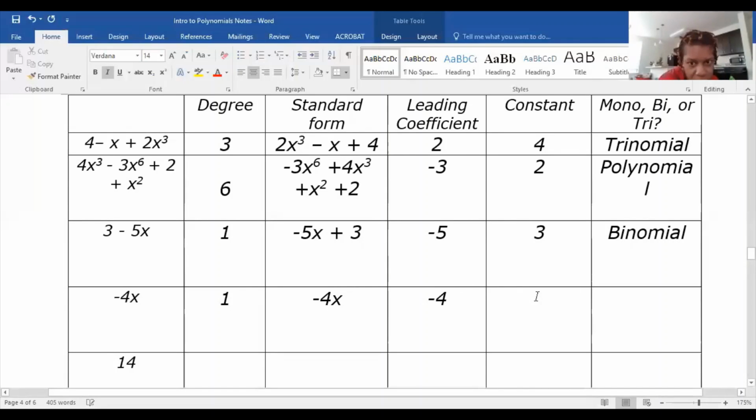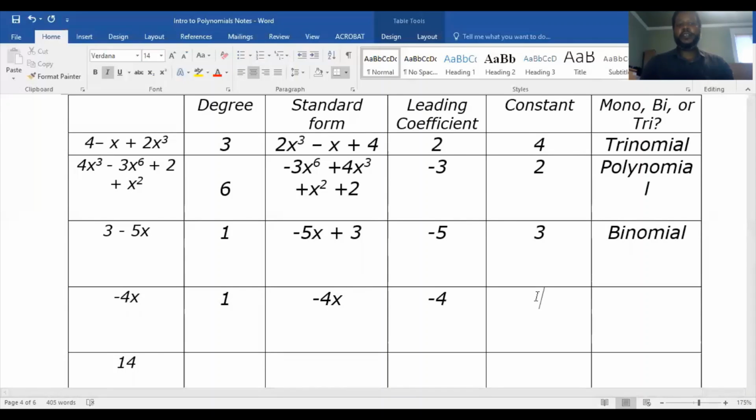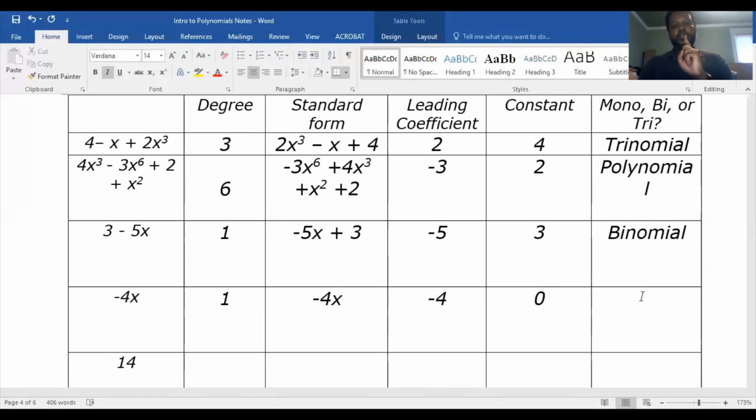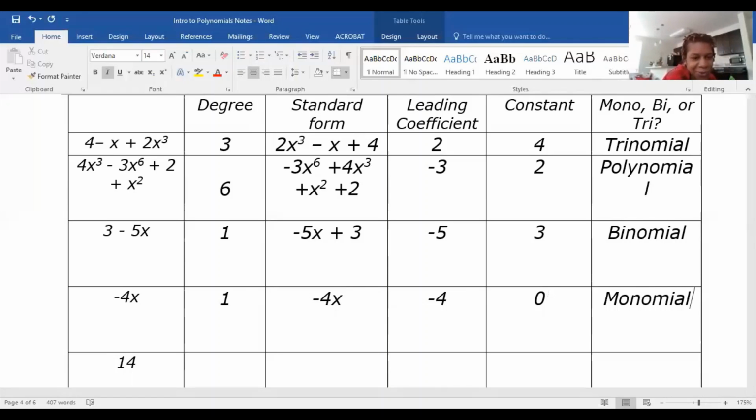What's our constant? We don't have a constant. So if there's no number there without a variable, then the constant is 0. Okay. And how many terms do we have? It's one. No, monomial. Monomial. Good. All right. So that's it. That was that one.